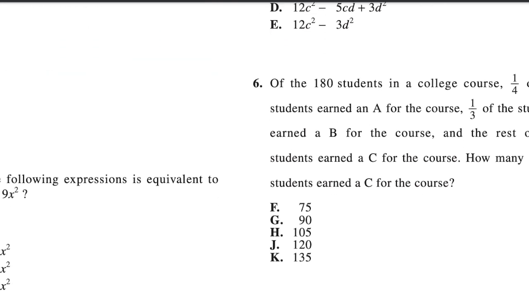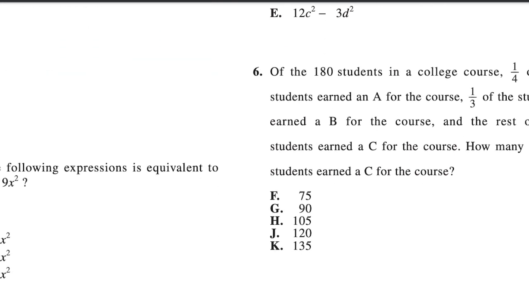Alright, number 6. Of the 180 students in a college course, 1/4 of the students earned an A, 1/3 earned a B, and the rest earned a C. How many got a C? Well, 1/4 is the same thing as 3 over 12. Multiply both sides by 3. 1/3 is the same as 4 over 12. Multiply both sides by 4. And just finding a common denominator. So 3/12 plus 4/12 is 7/12.